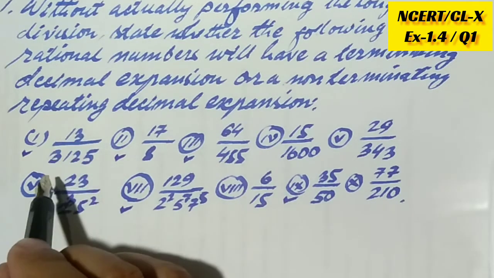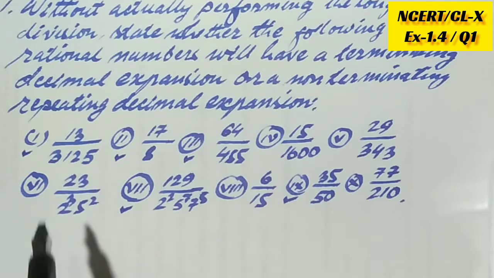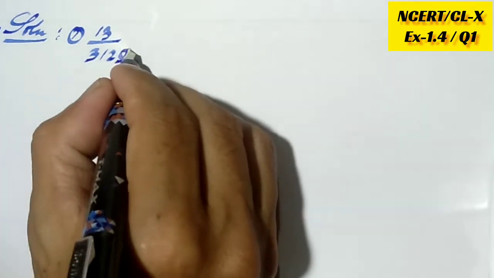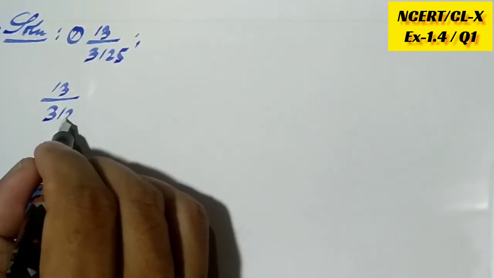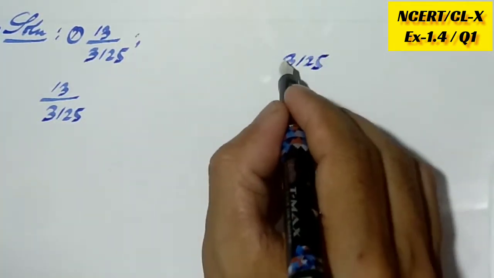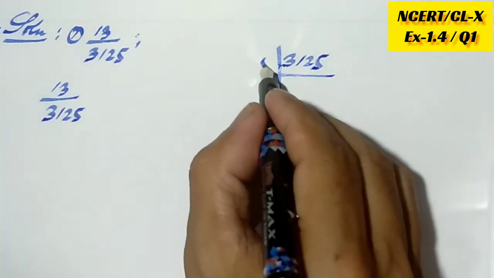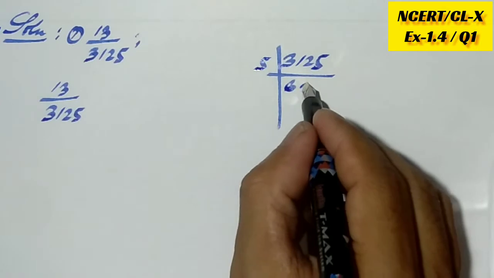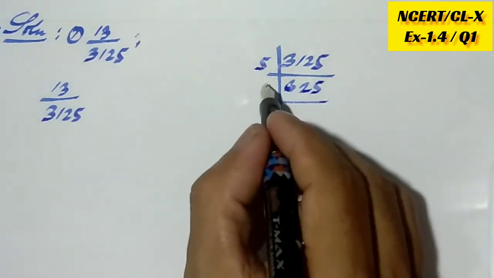So let us look at Roman numeral 1, 13 divided by 3125. I will illustrate it, but you need to remember the fact which I have already defined. So solution Roman numeral 1, let me write here 13 divided by 3125. I have already taught you how to take the LCM. So let us take the LCM of 3125. When you take the LCM, you have to go by 5, and 5 6s are 30, 5 2s are 10, and 5 5s are 25. That means 5 625 is 3125.